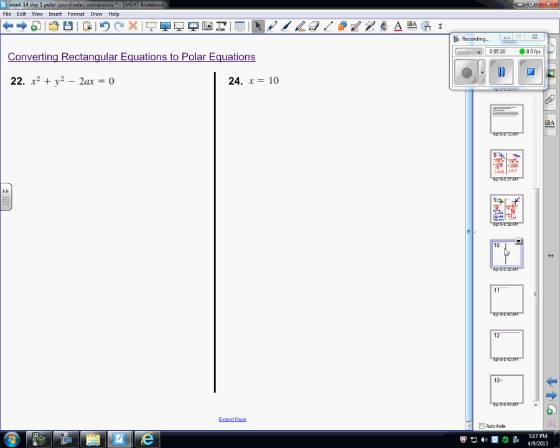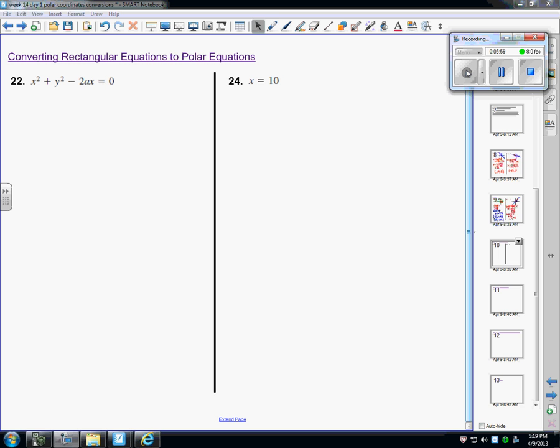Now we'll get into some good practice ones, converting rectangular equations to polar equations. So I have the x squared plus y squared minus 2ax equals 0. Hopefully you guys do notice that the x squared plus y squared is already an r squared. Okay, so that might be a good helpful fit. So the question is, where do we go about the 2ax and how do we convert that?